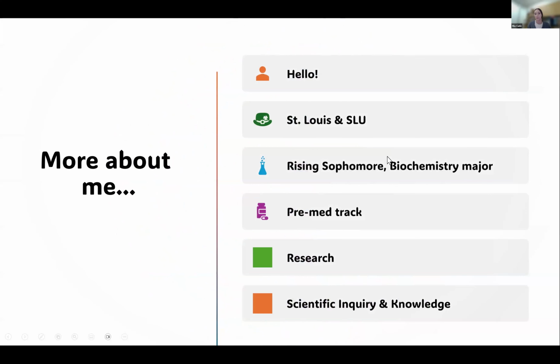A little bit about me. I'm from St. Louis. I go to St. Louis University, and I'm going to be a sophomore this next year. I'm a biochem major on the pre-med track. I haven't had much research background, so I thought that this program would be wonderful for me to gain more knowledge on the scientific process.